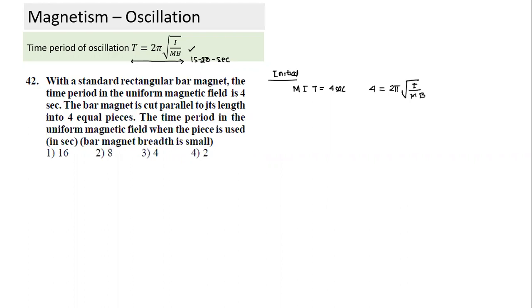The bar magnet is cut parallel to its length into 4 equal pieces. What is the time period in the uniform magnetic field when one piece is used? So basically, I have cut it into 4 pieces, and I am taking only one piece, 1/4 of the magnet. Which direction is it cut? Parallel to its length. So for this one, I need to calculate what my I dash and M dash will be.